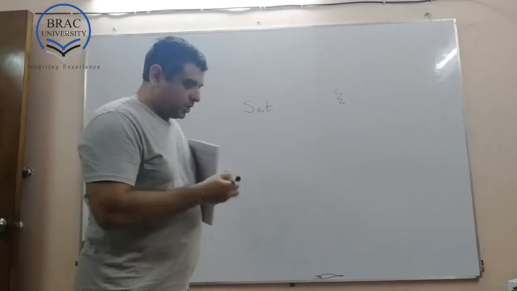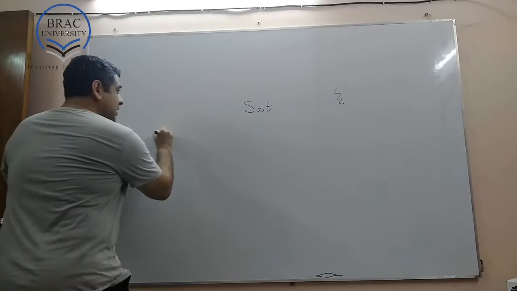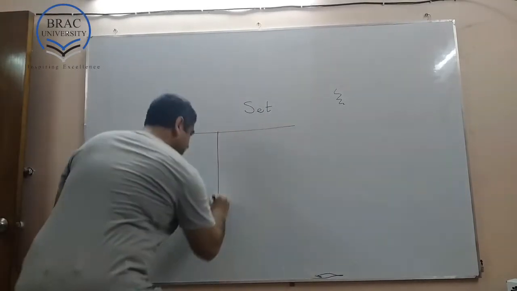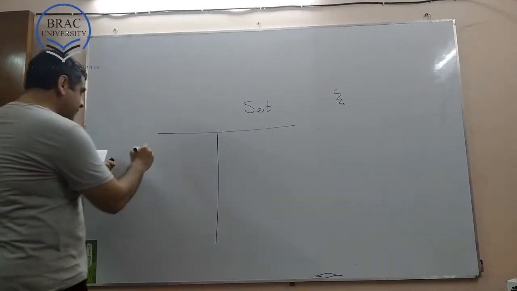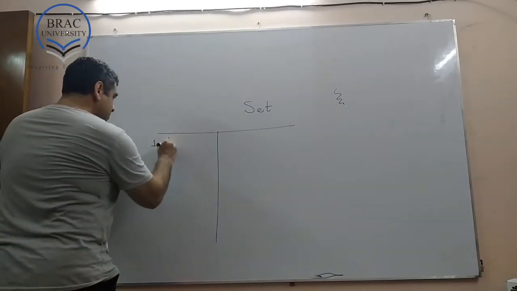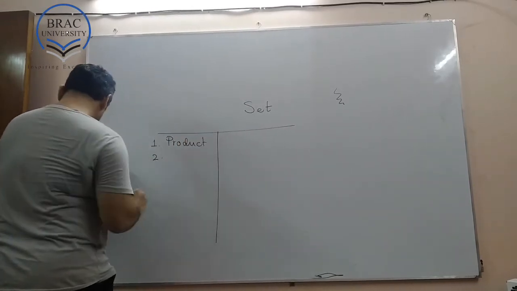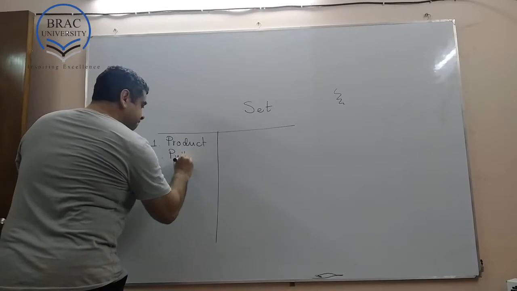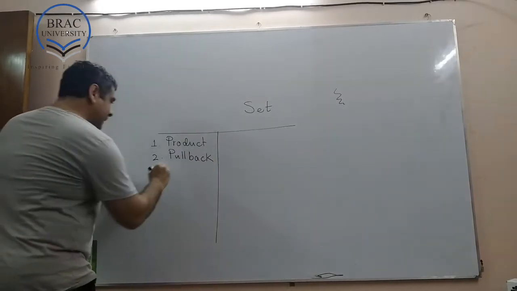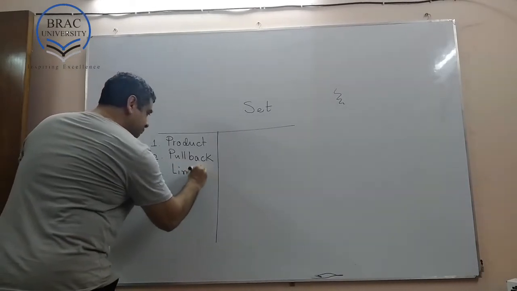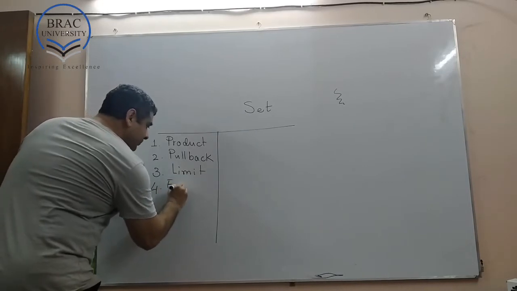Alright, let me give you a table first, where on the left side of the table we have four things written down. 1, product. 2, pullback. 3, limit. And 4, equalizer.